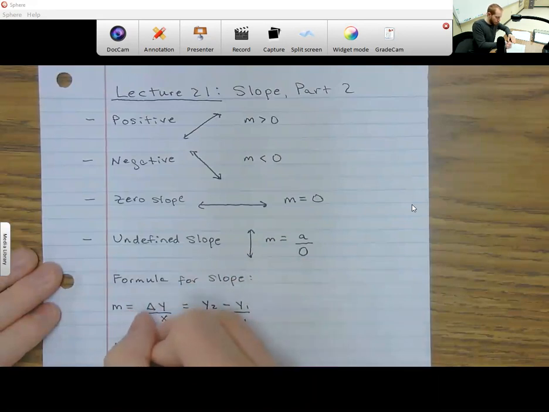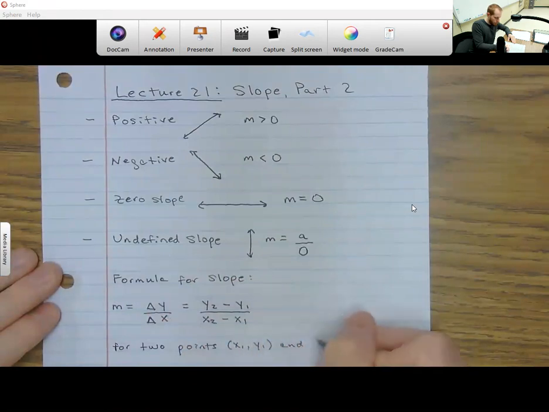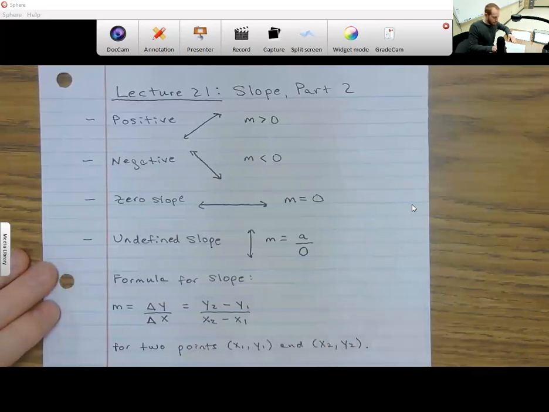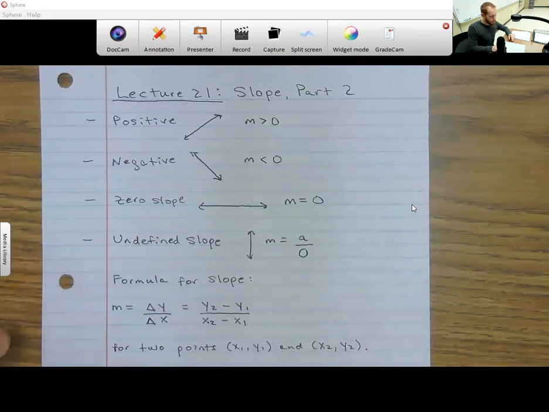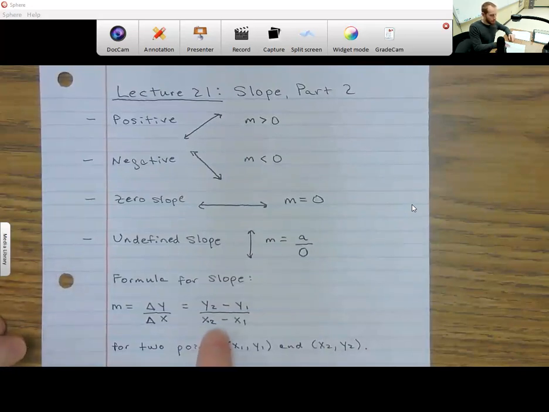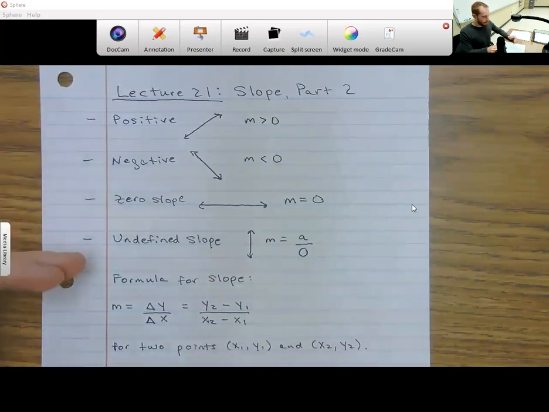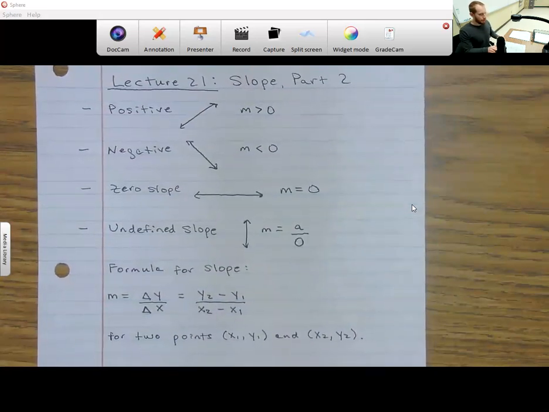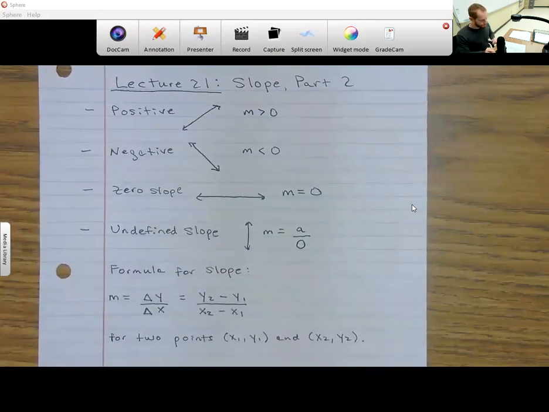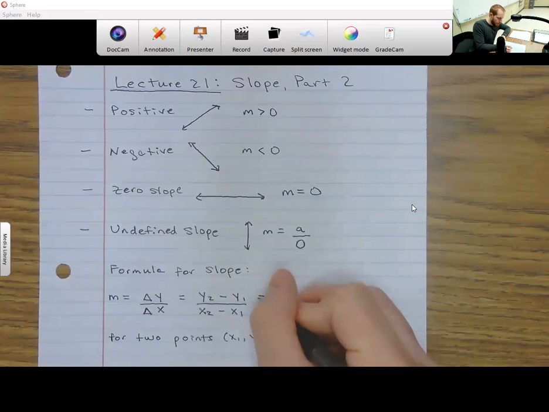And this is for 2 points, or 2 ordered pairs, x1, y1, and x2, y2. So if you're given 2 points like that, on Monday, we figured out how to take this and put it in that formula, and it'll spit out a number, whether it's positive, negative, 0, or undefined. Those are the 4 options that you're going to have when you're finding slope. Okay. Now, we could also have it equal to rise over run.